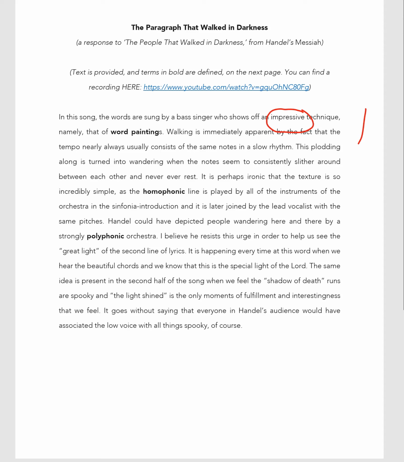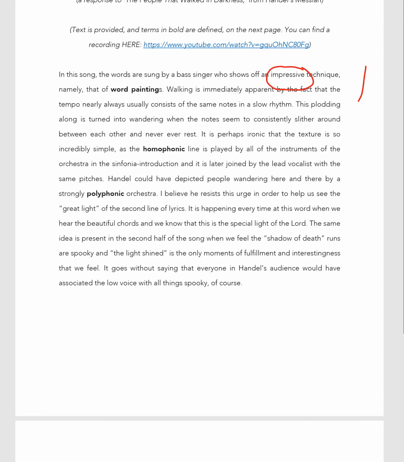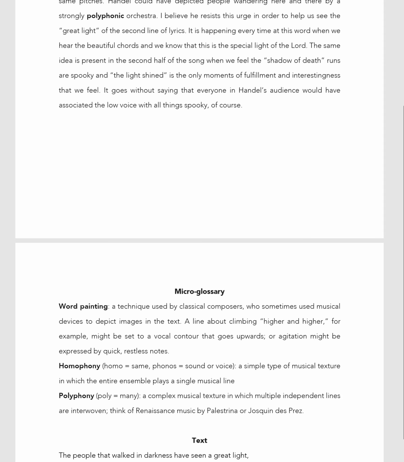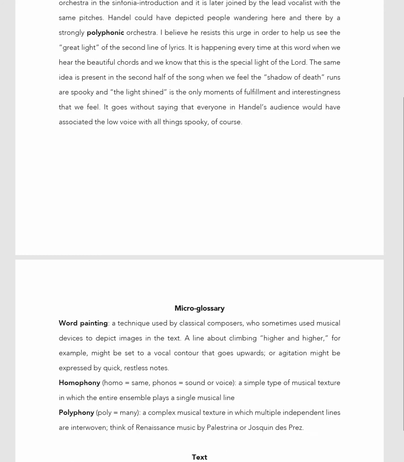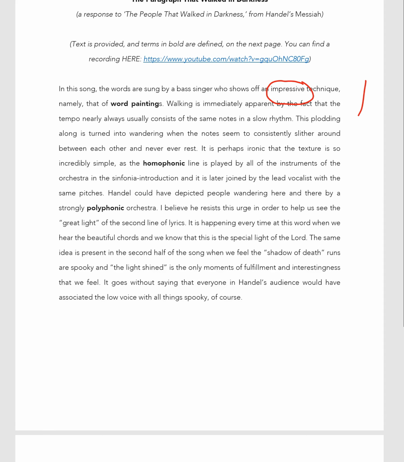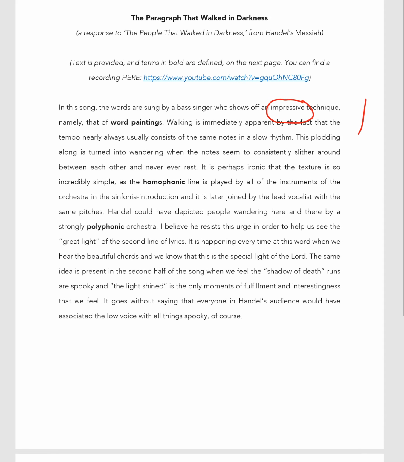The impressive technique, namely that of word painting. Word painting is a pretty standard thing in classical music. As you'll see if you scroll down here to the microglossary, it's a pretty standard technique that's used in Baroque and classical music, basically to express the text by making the music do something that reflects the meaning of the language. So impressive isn't really doing much there.